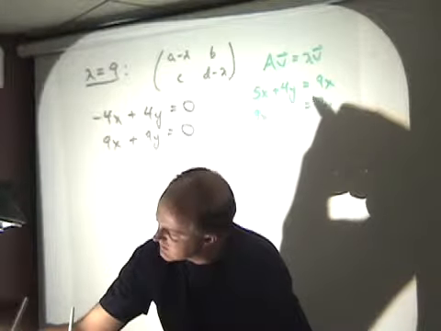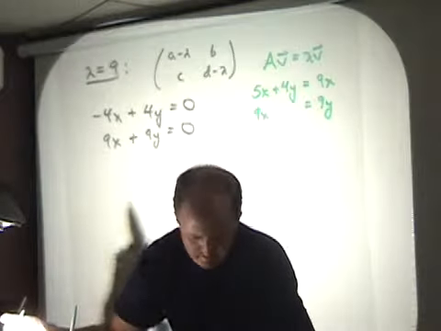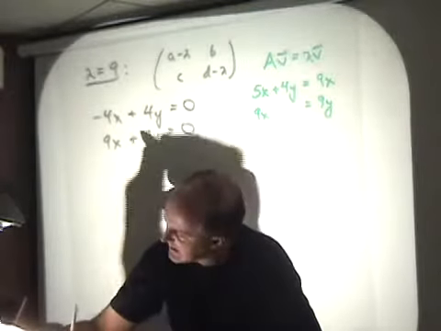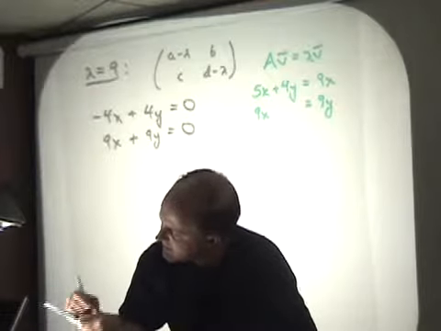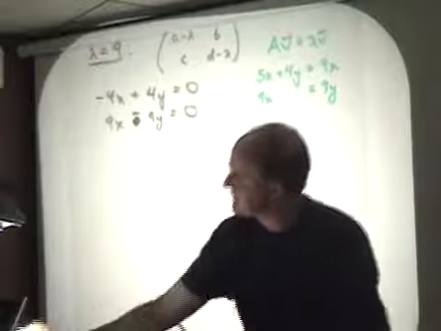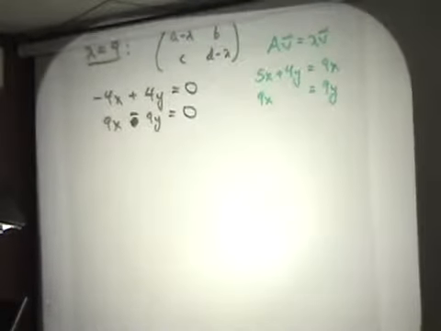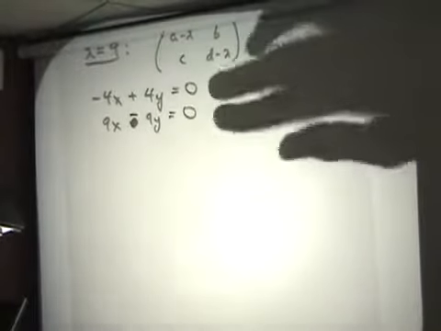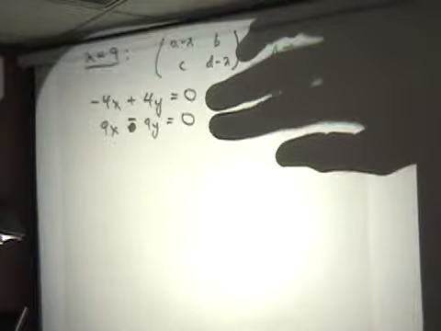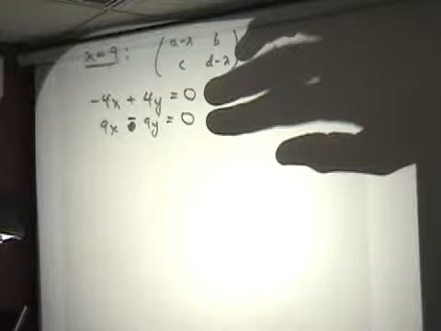Let's see. Looks like I made a mistake somewhere. Yeah, my mistake here is that lambda is 9, so this should be a minus sign right here. So I guess it was good that I checked that to see that I made a mistake. And indeed, another way you can check to see that you made a mistake is if you get equations that are not dependent. These equations are multiples of each other. That's what's going to give me non-trivial solutions.